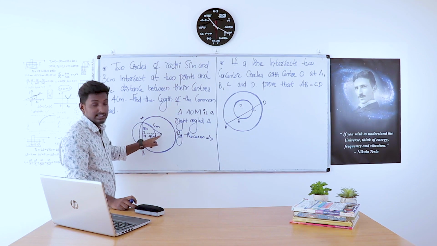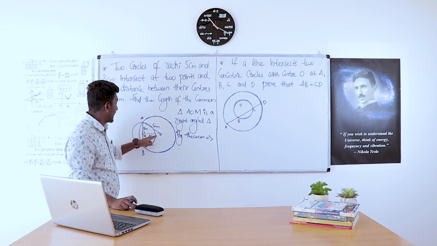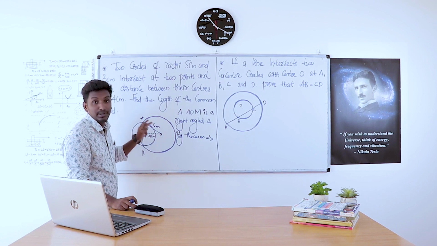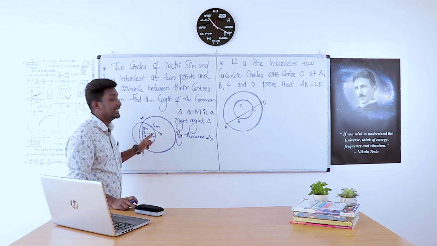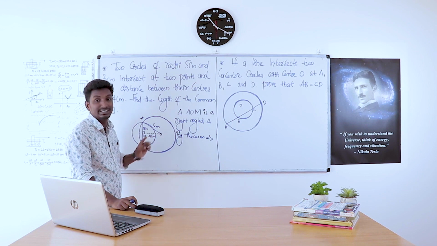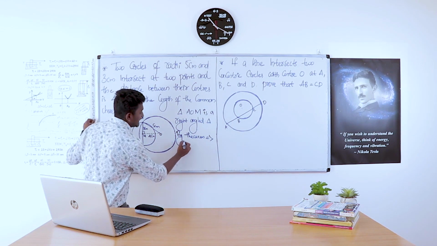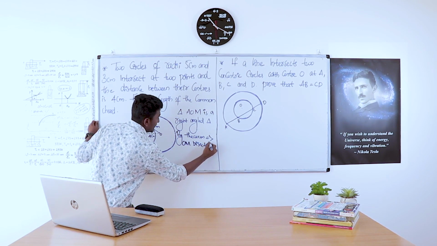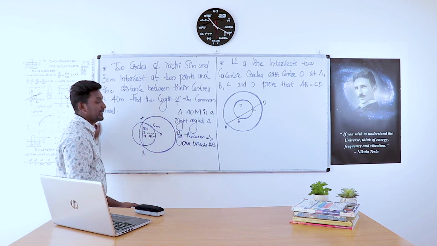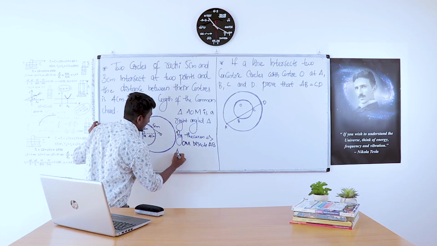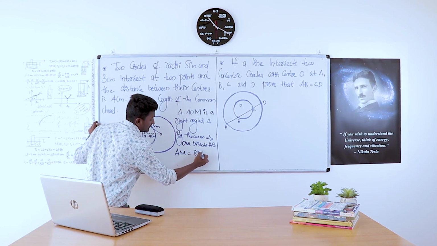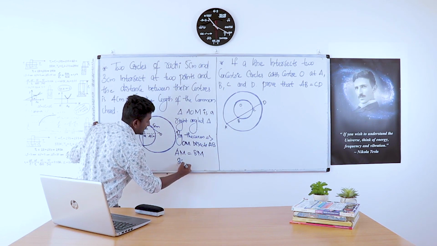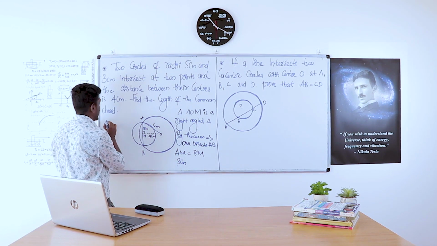O is the center of the larger circle, and we now have angle OMA equal to 90 degrees. Therefore, OM is the perpendicular. If a perpendicular is drawn from the center of a circle, then it bisects the chord. That's the theorem. So, by theorem, we can say that OM bisects AB, which means AM is equal to BM. From this, we got the condition AM is equal to BM. We know that AM is equal to 3 centimeter. Therefore, BM is also 3 centimeter.